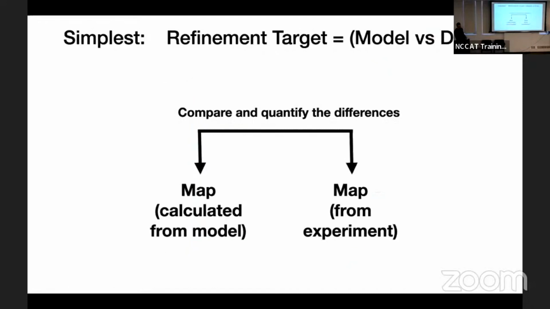Okay, and so boiling it down to the most basic level, this refinement target could essentially be just looking at how well the model you've built agrees with your experimental density map, right? And so you could imagine you could take your model, calculate what the Coulombic potential would be from your model, and compare that to your experimental map, and just say how similar or different are these, right? And quantify the difference.